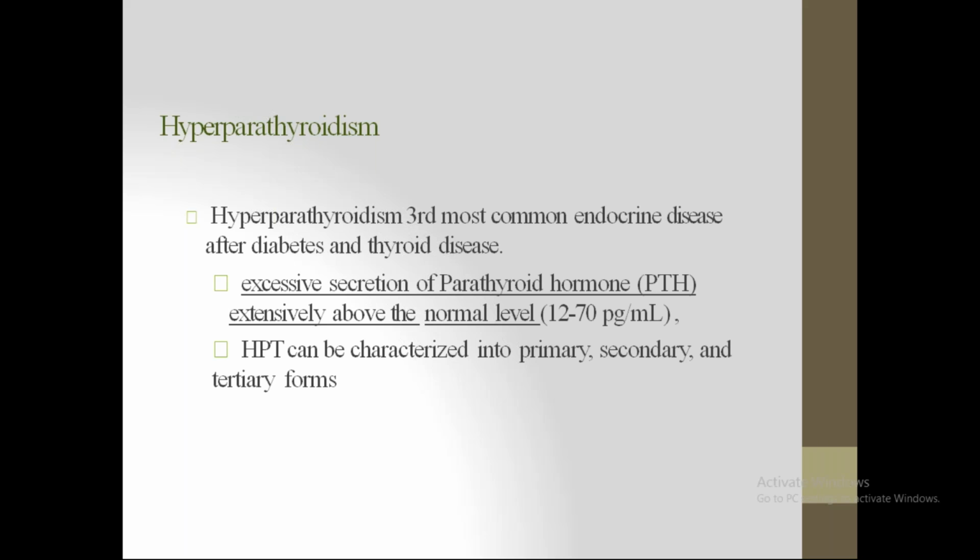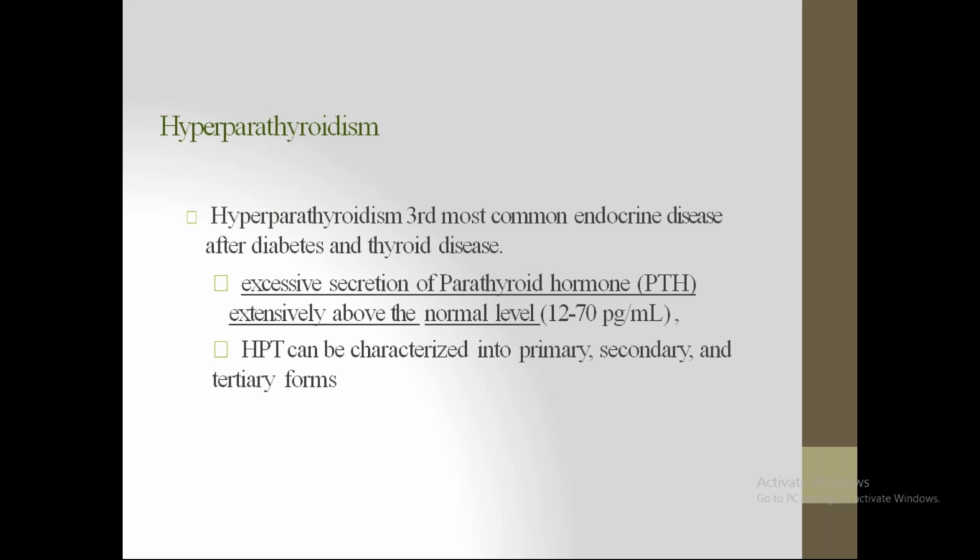It occurs due to excess secretion of parathyroid hormone, extensively above the normal level. The normal level is around 12 to 70 picogram per ml. If secretion occurs above the normal level, it is called hyperparathyroidism. It is categorized into three types: one is primary, one is secondary, one is tertiary.